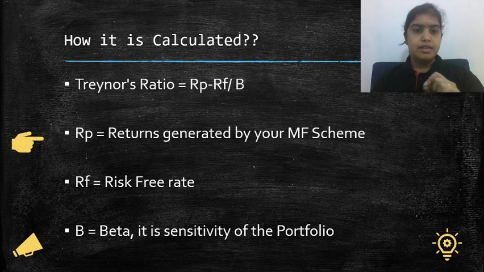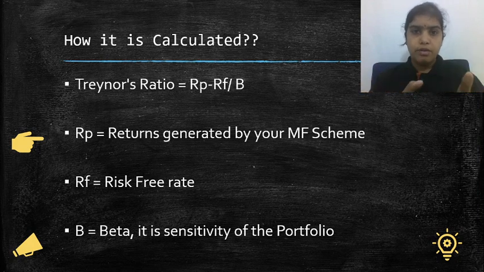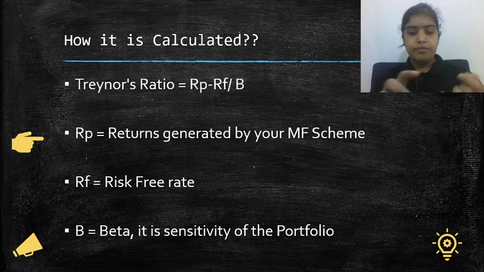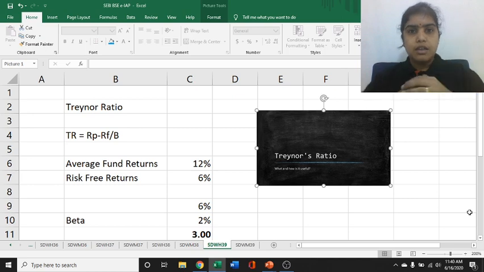What is this formula? The Treynor ratio is equal to portfolio return minus risk-free return, divided by beta. We have calculated the same thing while calculating the Sharpe ratio. Whatever return your portfolio has given, we will consider as the portfolio return, and for risk-free return, usually the 10-year GSEC or rate of FD is considered. And the new terminology here is beta. What is beta? If we want to understand the concept of beta, beta is nothing but sensitivity.